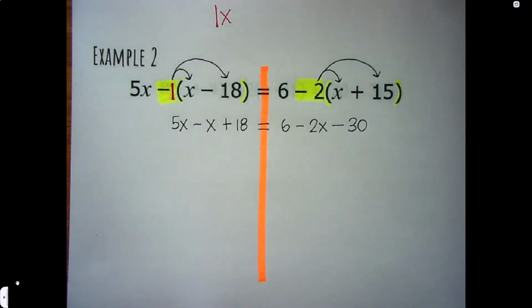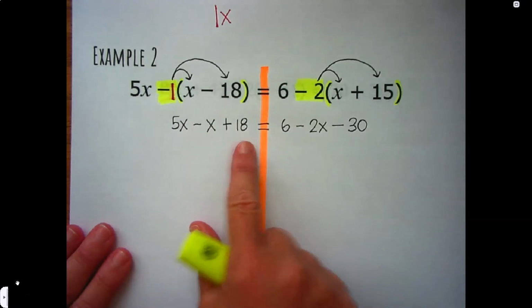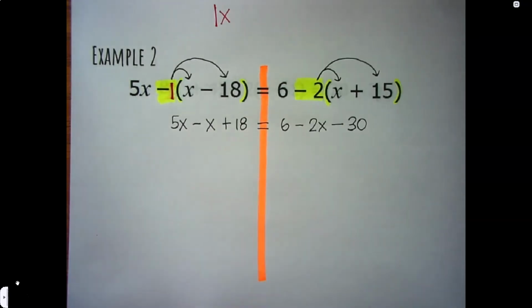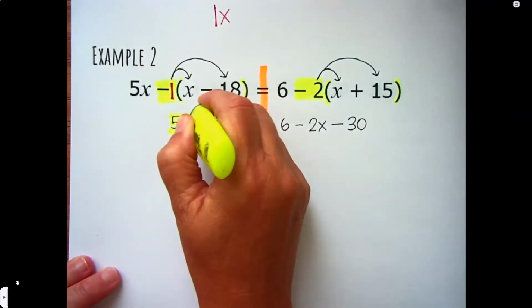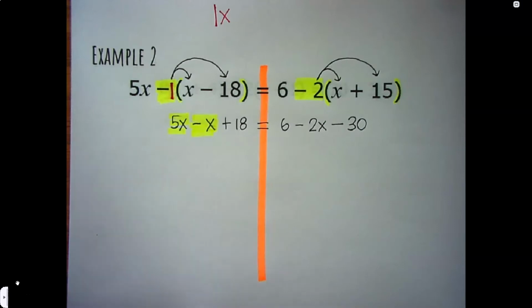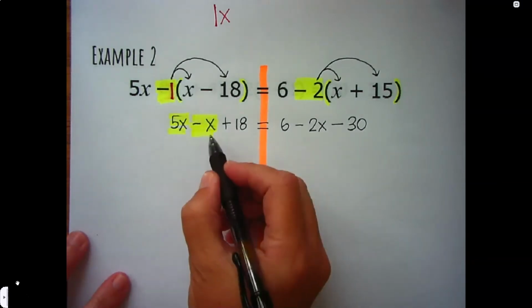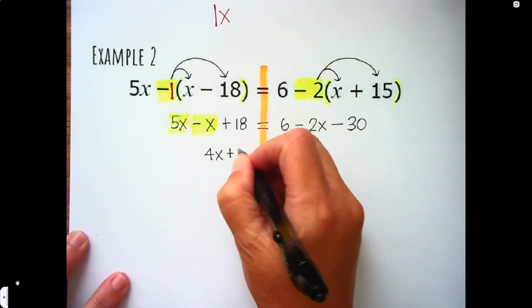All right, now, step 2, combine like terms that are on the same side. So we look at side 1 of our equation, 5X minus 1X plus 18. There are like terms over here. This 5X and this minus 1X are like terms. They both have the same variable with the same exponent. So 5X minus 1X is 4X plus 18.